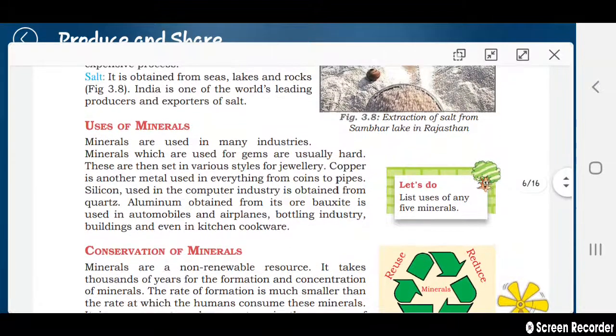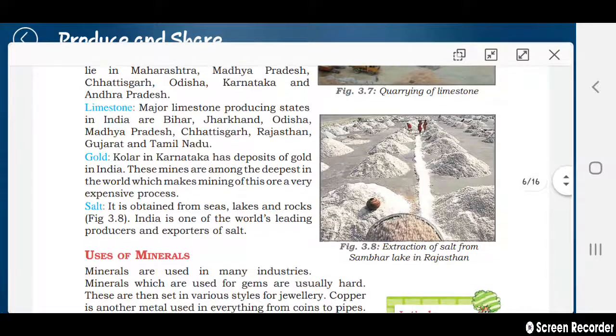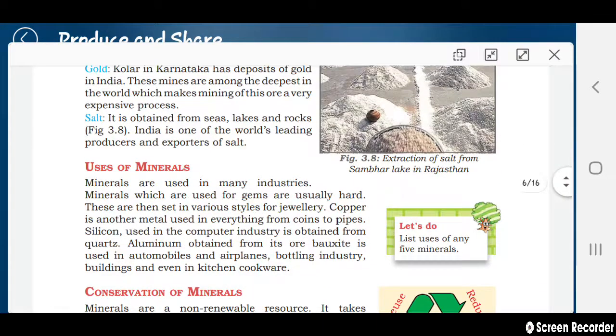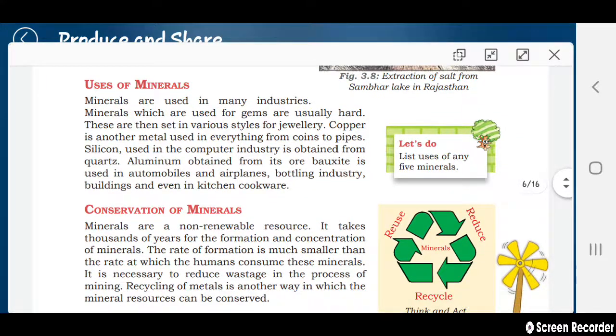Next, salt. Salt is obtained from seas, lakes and rocks, and you can see in the picture the extraction of salt from Sambar Lake, located in Rajasthan. India is one of the world's leading producers, and also the world's biggest exporter of salt. Now you learned about minerals and oils present in India and the whole world, and in which states they are present. But what are the uses of these minerals? Let us see.